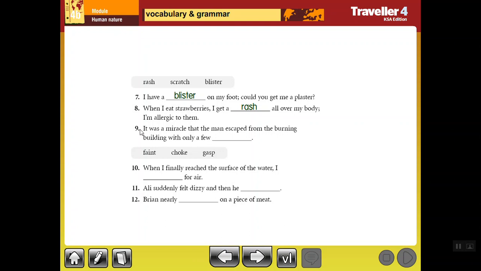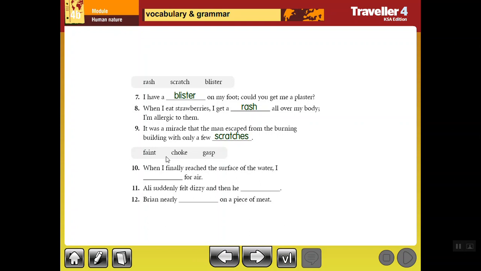Number 9. It was a miracle that the man escaped from the burning building with only a few scratches. جروح أو خدوش بسيطة. A few scratches. The last set of words we have: faint, choke, gasp.